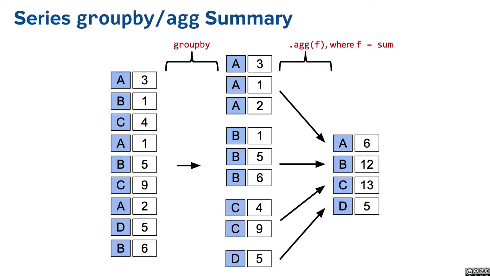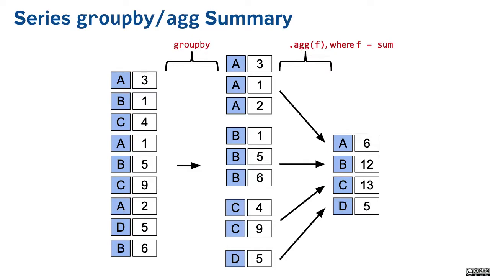So we'll take the numbers in this collection here and sum them up, so we get 6. Take the numbers in this group here, sum them up to get 12. Okay? And so what's happening here is that we have a list that contains repeated entries with some values for each entry.